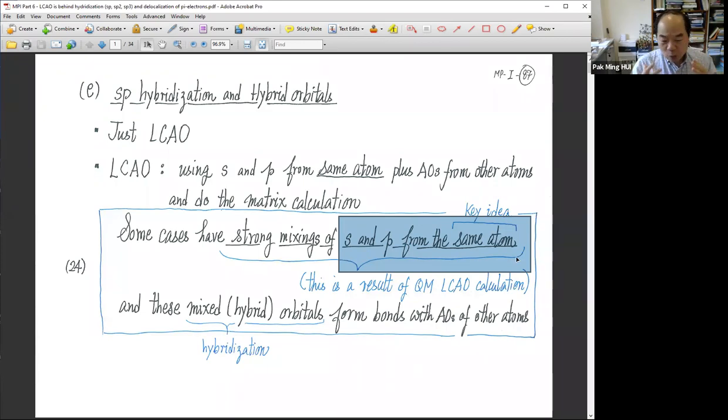So with this viewpoint, it is nothing strange, nothing new. Because in doing LCAO, we can include many atomic orbitals from the first atom and the second atom. Okay, so we already linearly combine them. What is so special about hybridization then? So that is the question we will discuss now.